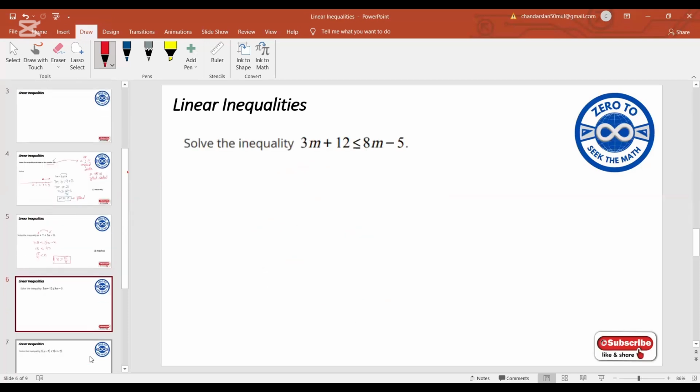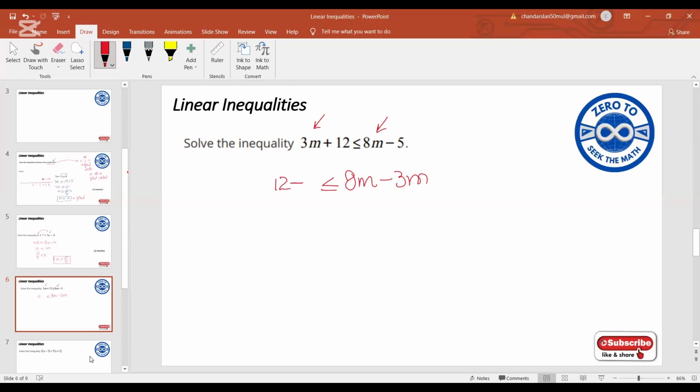So I hope you have noted it down. Now, next we have a question. Let's solve the inequality with this type of question. Again, we're going to use the same trick that this one is 3m and this one is 8m. So how to solve this type of question, that who is the greater one? The 8m is the greater one. So what will happen, that 8m minus 3m, okay, and 12 will remain same over there, but 5 will come over here.